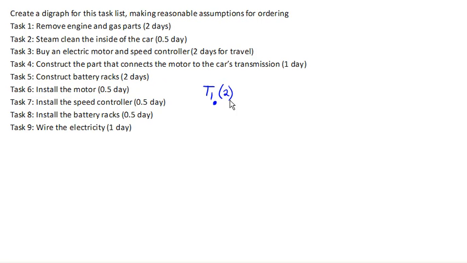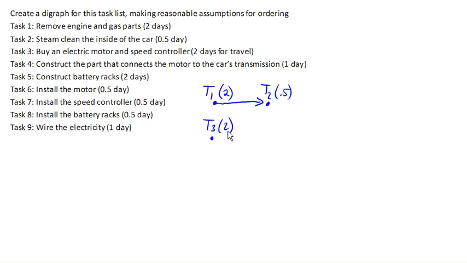And I need to complete task one before I can get to steam cleaning the engine. And so I'm going to create an arrow that points to task two, which has a time of 0.5. And this is going to tell me that task one has to be completed before task two. And now let's see what else we need to do. We need to buy an electric motor. Well, we don't have to do that. Neither of these have to be completed before that, so we'll list task three here separately.